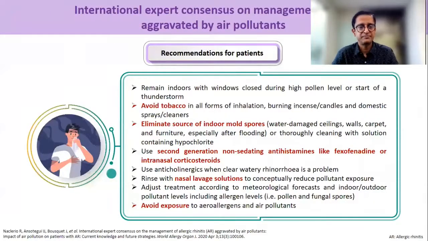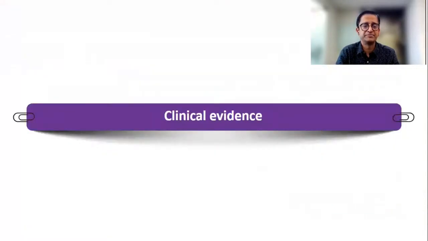These are the recommendations from the international expert consensus group for patients. And this we have spoken about: avoid tobacco, eliminate sources of indoor molds, and then use of medications like second generation non-sedating antihistaminics. We spoke about fexofenadine. There's also intranasal corticosteroids. Nasal lavage is something we are increasingly asking patients to do. Use of anticholinergics when clear watery rhinorrhea, a lot of dripping of the nose, is a problem. Use of anticholinergics is useful, and avoid exposure to aeroallergens and air pollution.